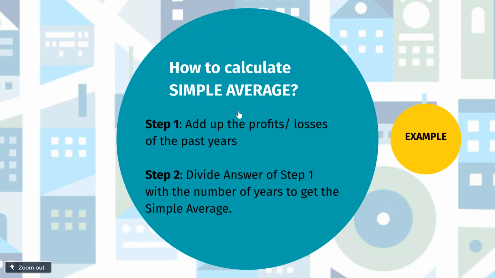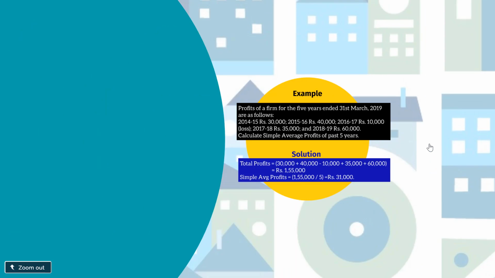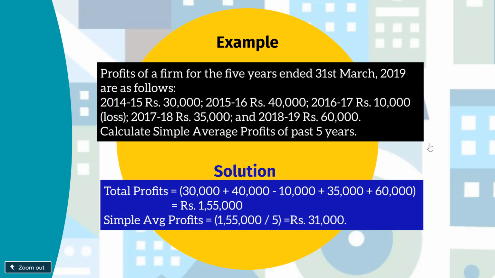Now, how to calculate simple average? Calculation of simple average is quite easy. The first step is to add up the profits and losses of the past years. And the next step is to divide the answer of step 1 by the number of years taken by us. This can be demonstrated with an example.